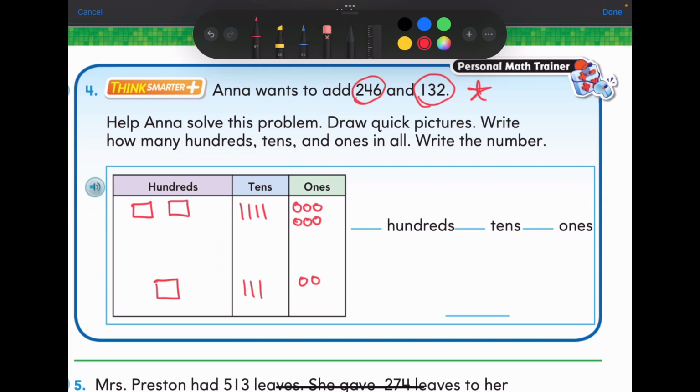Now, we're just going to add those together. So all I would do is count. So 1, 2, 3, 4, 5, 6, 7, 8. That's 8 ones. 1, 2, 3, 4, 5, 6, 7 tens. And 1, 2, 3 hundreds. So my number is 378.